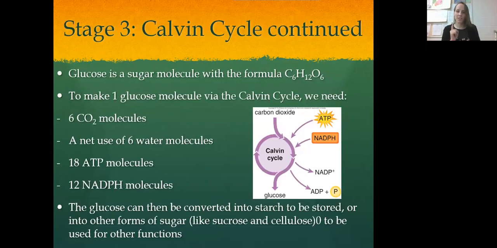So in order to make just a single glucose molecule, we need 6 carbon dioxide, 6 water molecules, 18 ATP, and 12 NADPH. Then we make our glucose, which can later on be converted into starch or other forms of sugar.